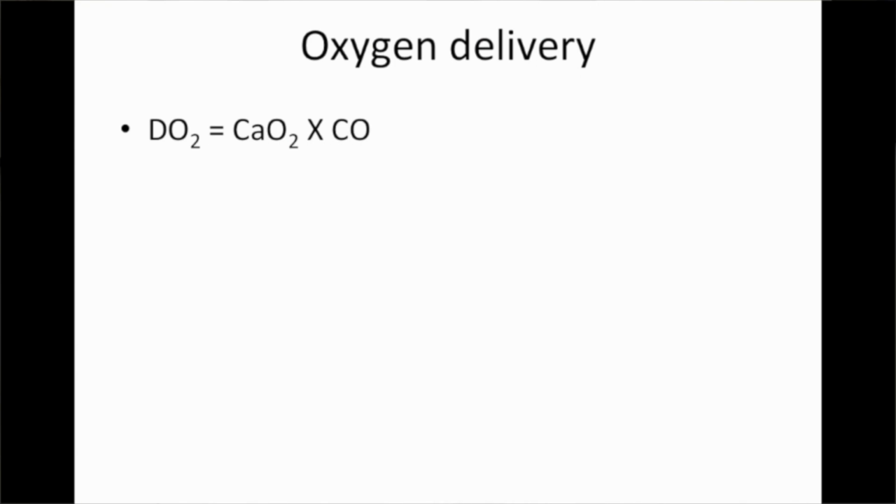I'd like to spend the last few moments talking about oxygen delivery. And again, if you look at the slide, you can see that the equation for oxygen delivery is arterial oxygen content times the cardiac output, and that leads to DO2. And the normal value here is approximately 1,000 milliliters of oxygen per minute. And there's a couple important points here.